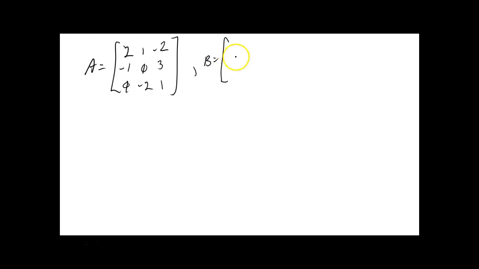Here is matrix A. 2, 1, negative 2. Negative 1, 0, 3. And 0, negative 2, 1. Okay, here's matrix B. 3, 1. 2, negative 1. And 3, 0. Okay. I wrote those awfully close together, didn't I?